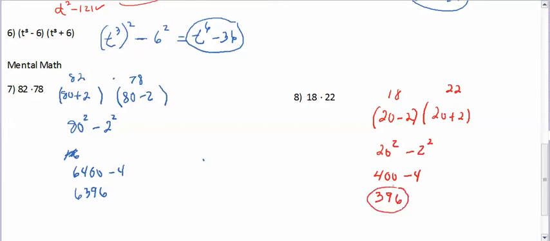Alright, so we did squares of a binomial and a difference of squares today. Some shortcut methods for you.